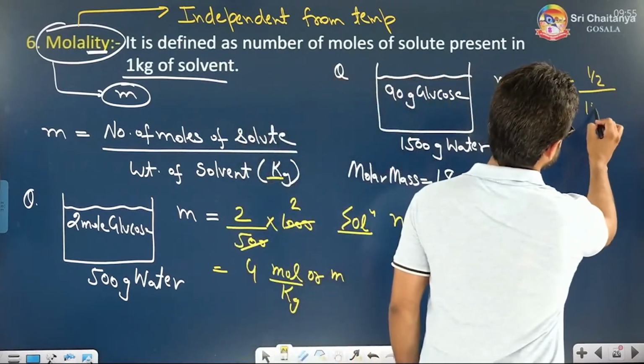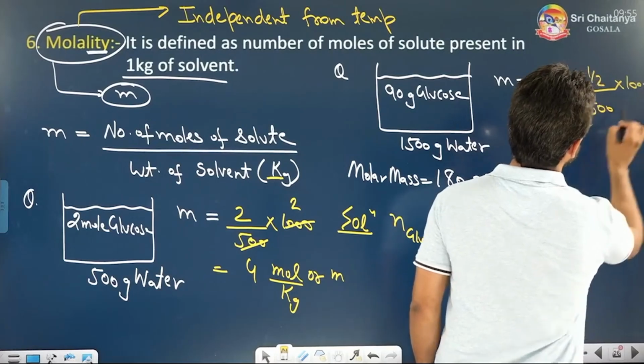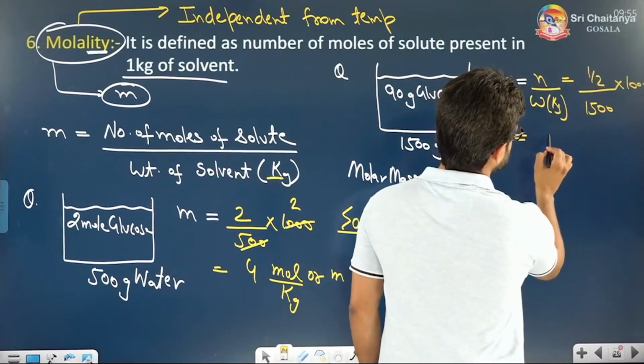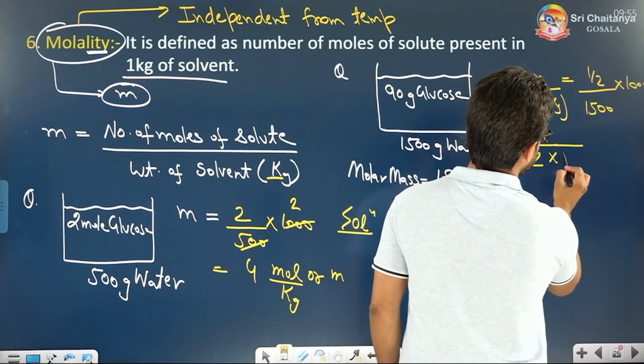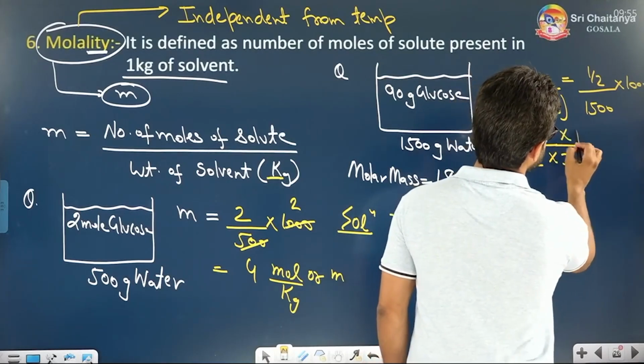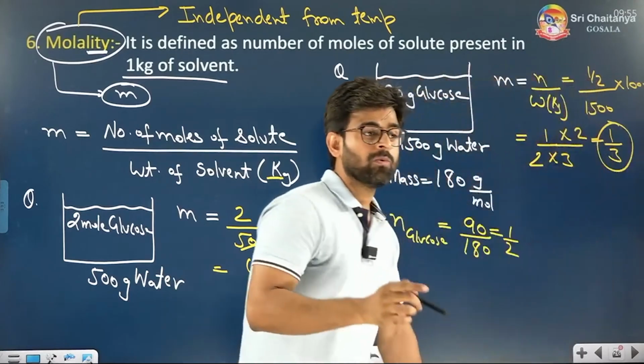1500 gram water. Make it kg by dividing 1000. Right? So what is coming finally? 1 by 2 coming from here. If you solve, what is coming? 3 here and 2 here. Right? Very right answer. What is coming? 1 by 3. 1 by 3.